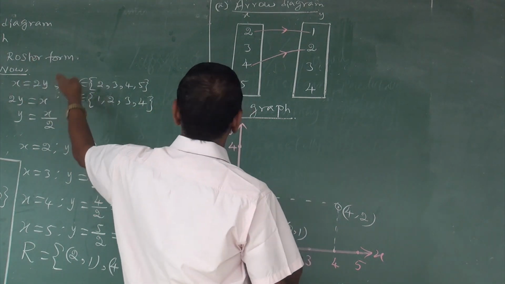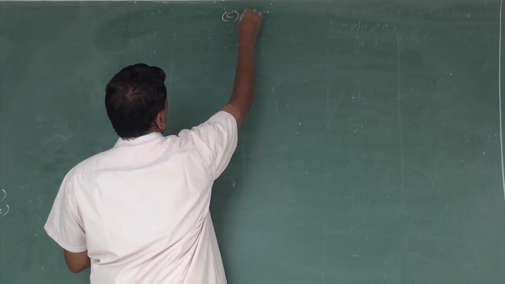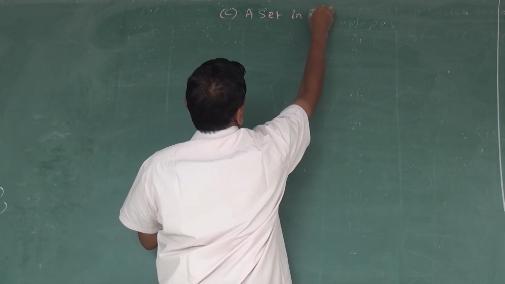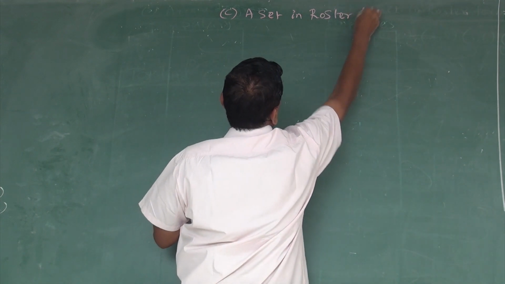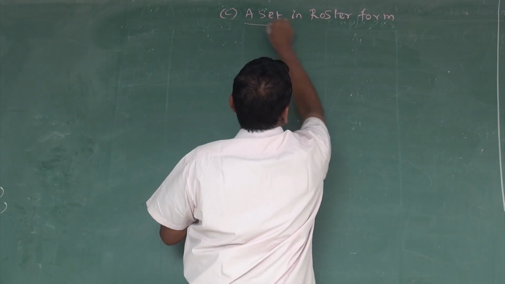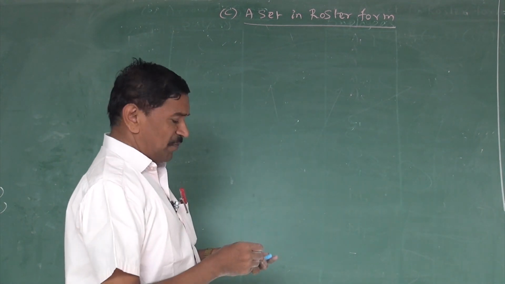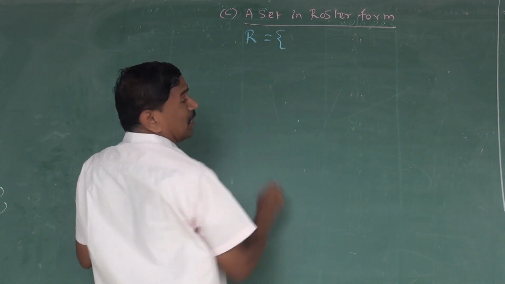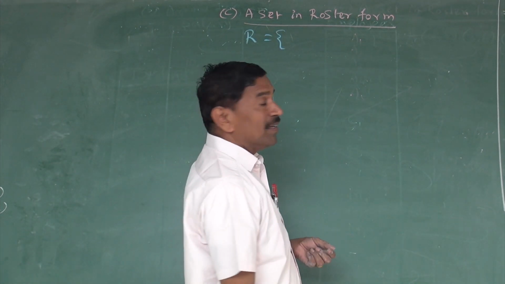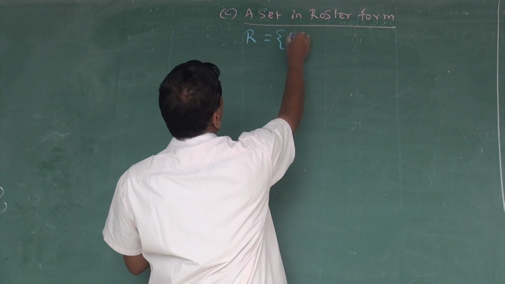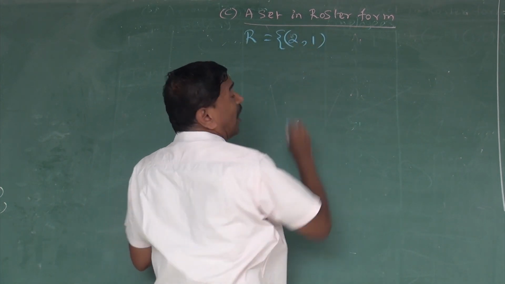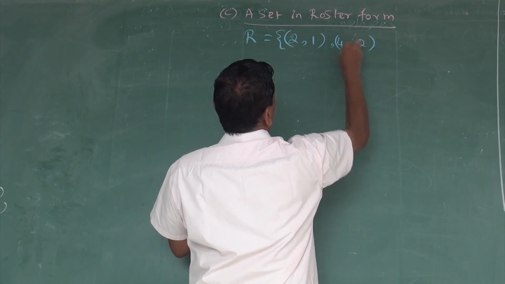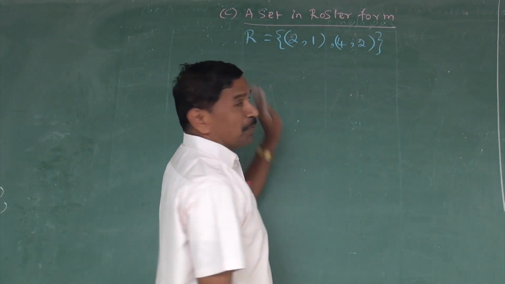Yes. A set in roster form. Third subdivision. A set in roster form. What is a roster form? Can you tell me? Yes, roster form. The relation capital R is equal to, anyone? Yes, 2, 1 and yes 4, 2. Complete. Okay, first part is completed.